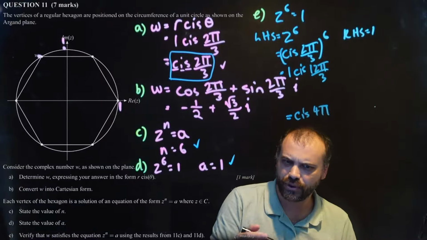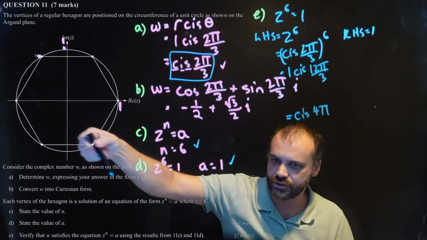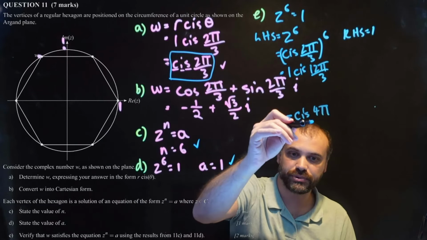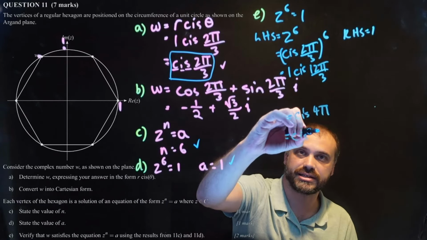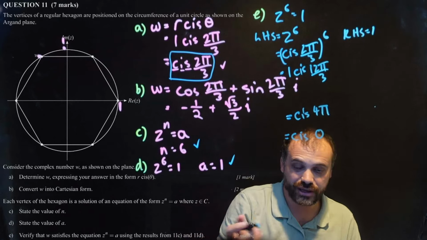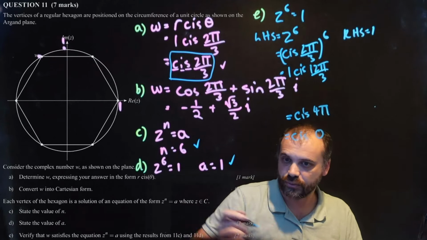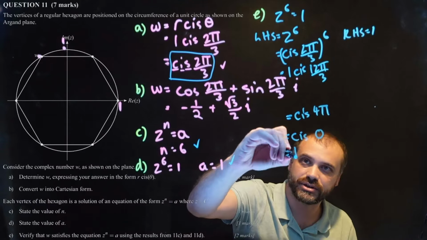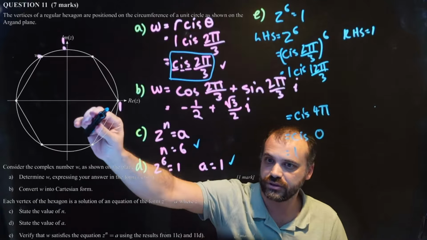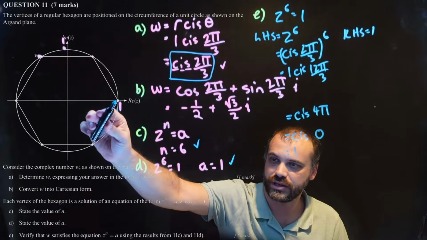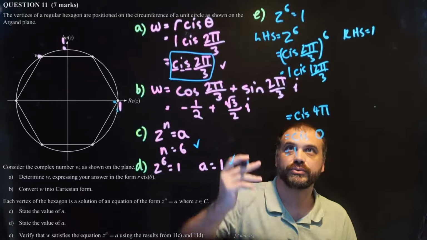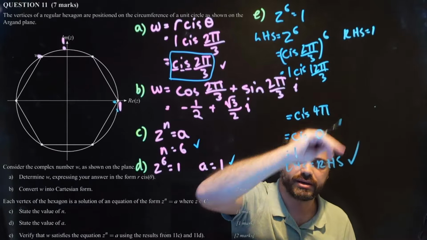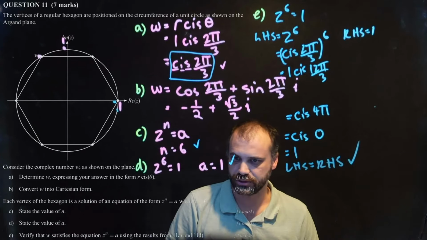Now, cis 4 pi, what's 4 pi? That's 2 rotations of a circle, which means we end up back here again. So we can simplify this as either cis 0 or cis 2 pi, however you want to look at it. But what is the value of cis 0? The value of cis 0 is 1. Just a real value right here. 1. So we can now confirm that the left-hand side equals the right-hand side. We have verified that solution.